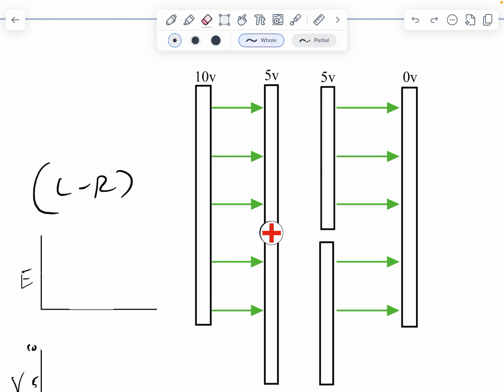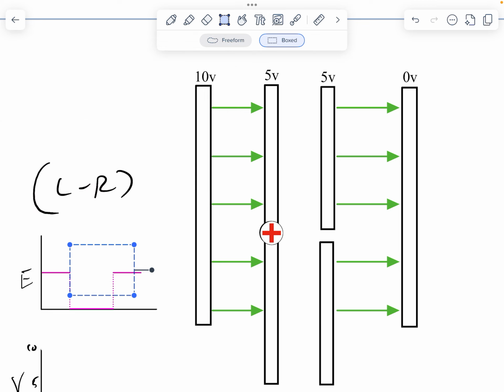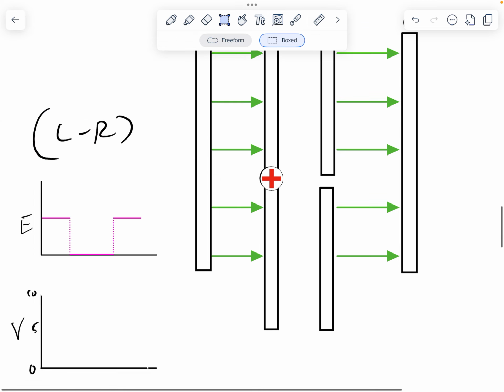So again, we've got similar to what we had before. Now it's pink, we'll stick with pink. So we get electric field in this first region here, nothing in here, and then the same constant value over here. All right, what about the voltage?